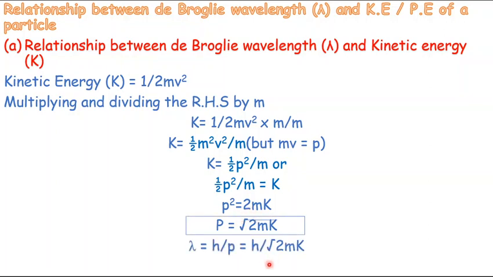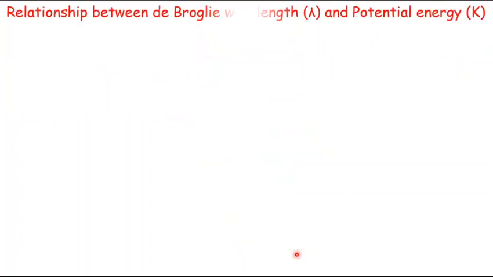Right? तो हमारा final relationship जो है that is lambda is equal to h divided by square root of twice m into k, where k is the kinetic energy and m is the mass of the particle, h is Planck's constant. So this is our relationship between wavelength and kinetic energy. Next, we'll try and derive the relationship between potential energy and the wavelength.